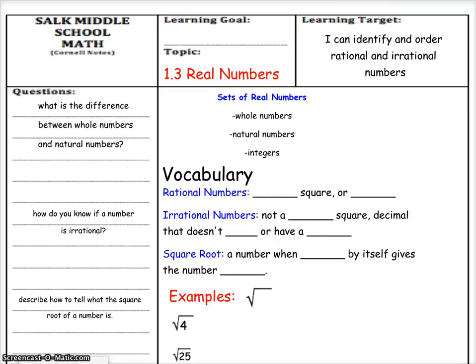Okay, we're moving on to our third unit. We're going to be dealing with real numbers, also known as rational numbers and irrational. You're going to be able to identify rational and irrational numbers today. That's your main learning target today. You're going to tell me if a number is rational or irrational.